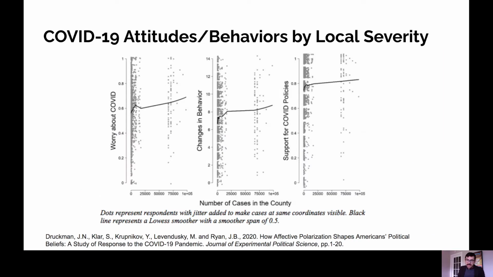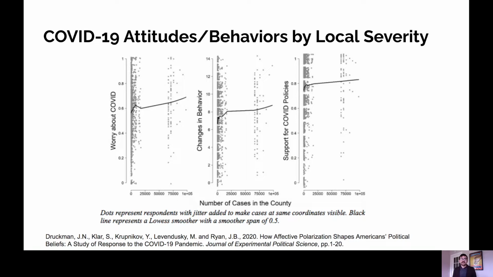So this is from some research by some political scientists and others at Northwestern University. And what they do is, among other things, they look at people's perceptions, their worry about COVID, changes in their behavior related to the pandemic, support for COVID policies, and they look at how that varies according to the number of cases in the county that that person lives in. And what you see here, and you can see this when you look at other units of analysis like neighborhood or city, is that there's not much of a relationship.